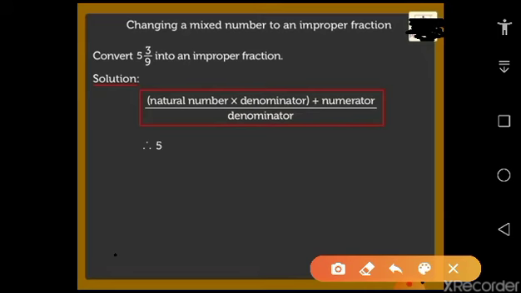Therefore, 5 and 3/9 is equal to 5 into 9 in brackets plus 3/9, which is equal to 45 plus 3/9, that is equal to 48/9. Thus, 5 and 3/9 is equal to 48/9.